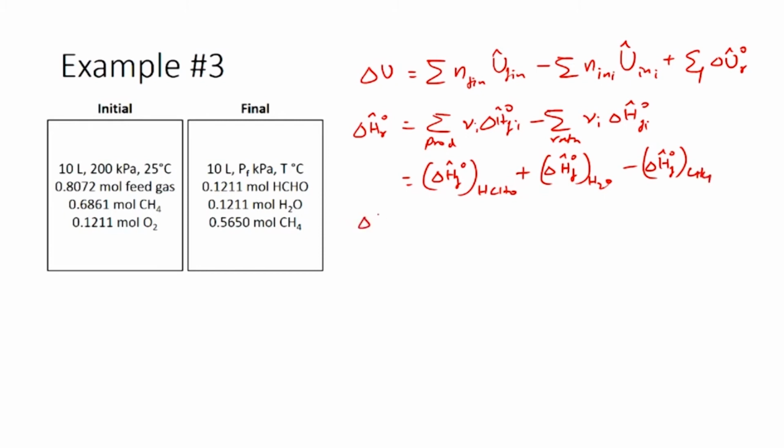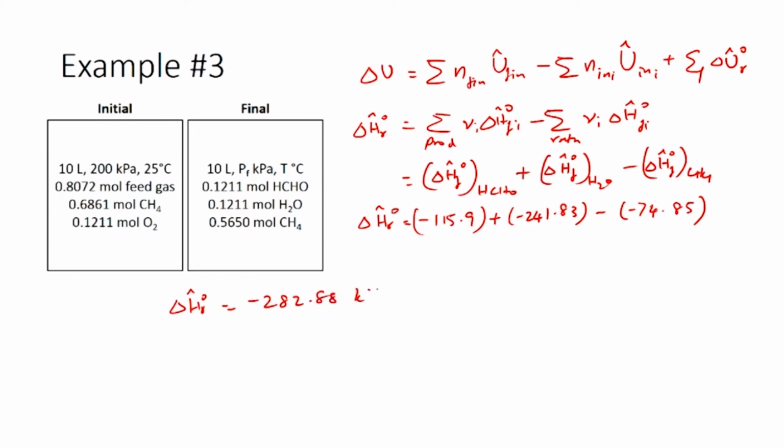So, doing this we can calculate the heat of reaction. Getting the values for these from the table, it would be minus 115.9 plus minus 241.83 minus minus 74.85, and you would get a value for the standard heat of reaction, delta HR, as minus 282.88 kilojoules per mole.